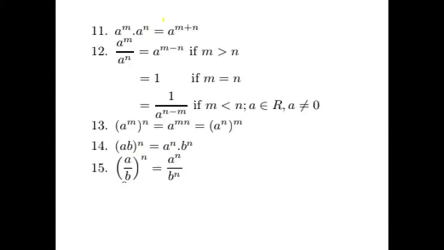Base is same, addition. So A raised to M plus N. If it is minus N here, then it will be minus here like this: A raised to M upon A raised to N. If it goes to the numerator, A raised to N, how will it be A raised to minus N? Again, base is same, addition. M plus minus N means M minus N. So it is A raised to M minus N. This happens when your M is greater than N.